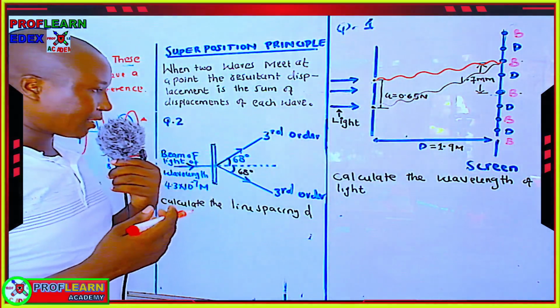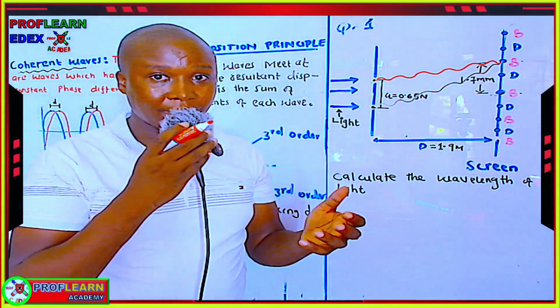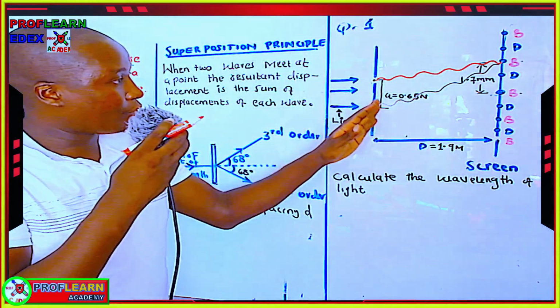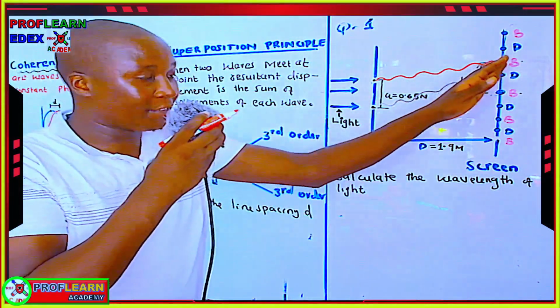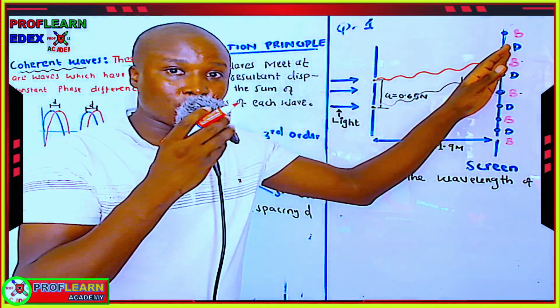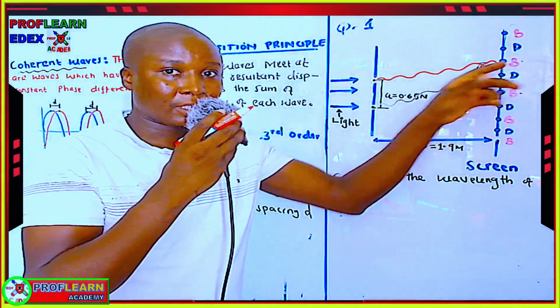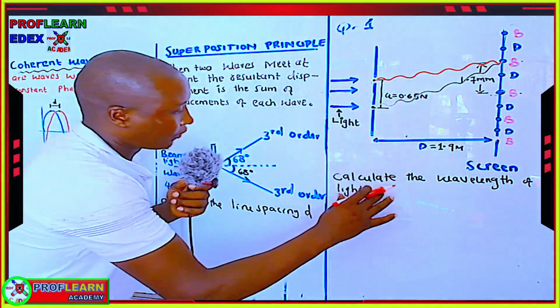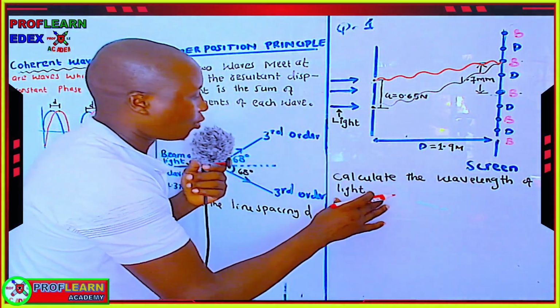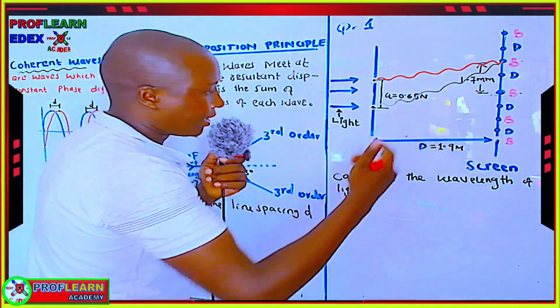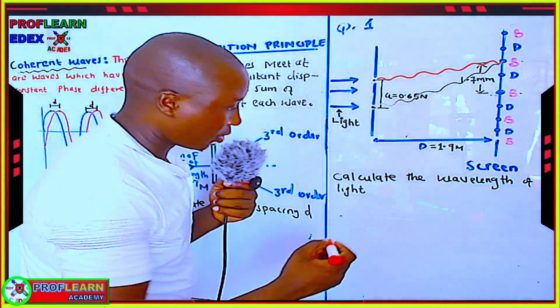Something else that we are going to discuss is also the path difference. If waves meet where the path difference is equivalent to one wavelength, they are going to interfere in phase. Let us first focus on how to calculate the wavelength of light in a scenario like this if you are given a question in an exam.